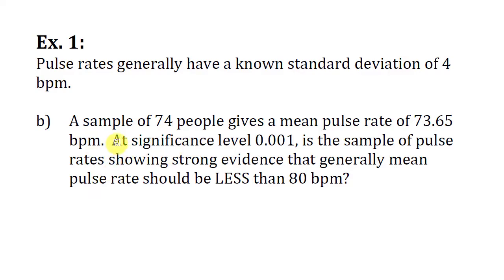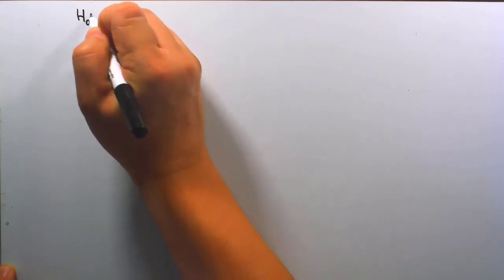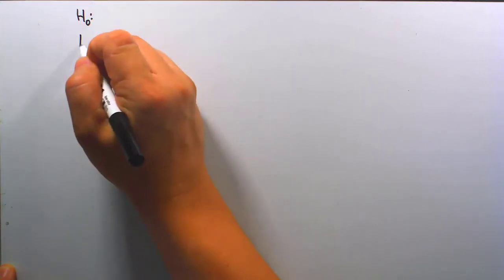But then, at significance level 0.001, does the sample of pulse rates show strong evidence that the mean pulse rate should be less than 80 beats per minute? So now, in our first responsibility, we must be able to identify the two hypotheses: H0 for the null hypothesis and H1 for the alternative hypothesis.